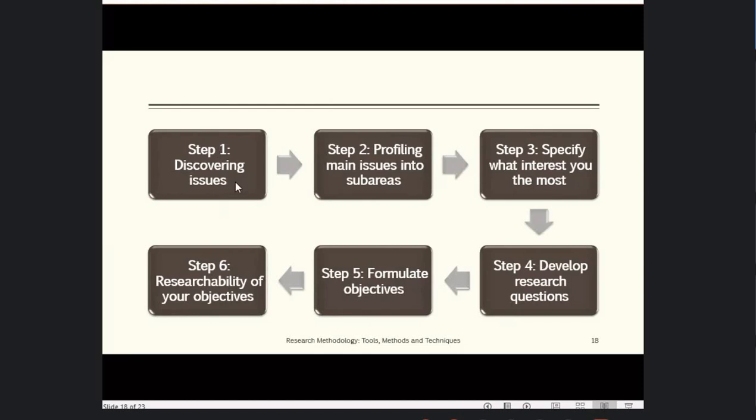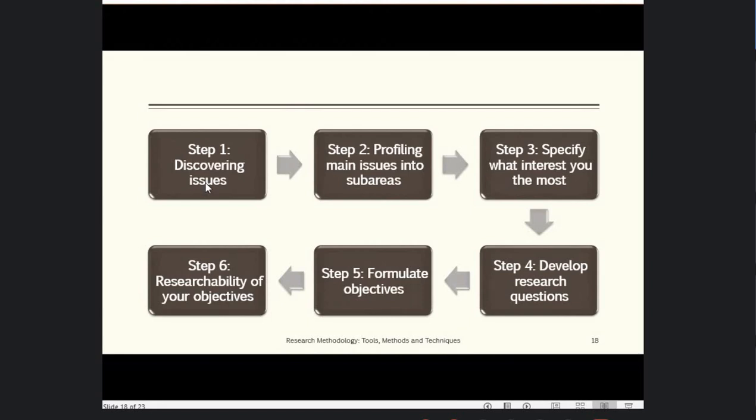Step one, discovering the issues. As I mentioned, how do we discover the issues, perhaps by identifying things. For example, the theme is food supplements. In subsections 1.1 and 1.2, introduction and background of study, you tell your story about the theme, how you discovered the issues, the clippings, the news that you get, the statistics, the data, and so on. If there is no statistic, it's okay.